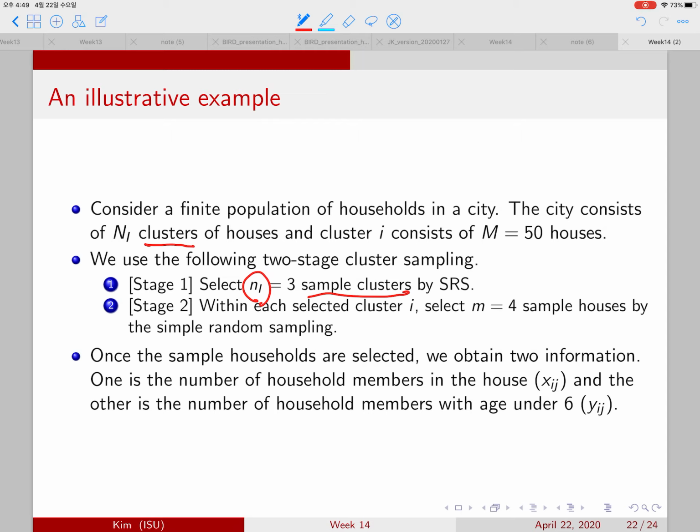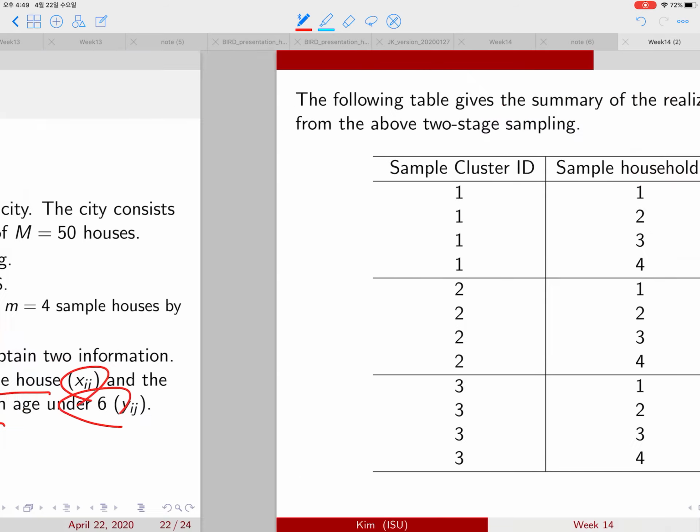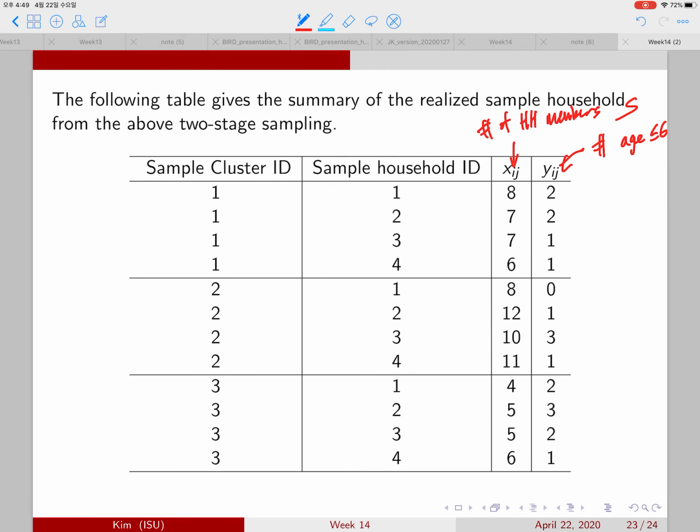Once the sample households are selected, then we obtain 2 pieces of information. One is the number of household members, so x, and the other one is the number of household members with age under 6, or something like that. So the following table gives a summary of the realized sample households from the above 2-stage sampling. This is the number of household members, and this is the number of household members with age less than or equal to 6, something like that.